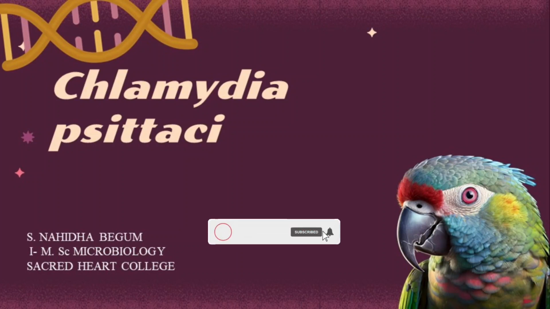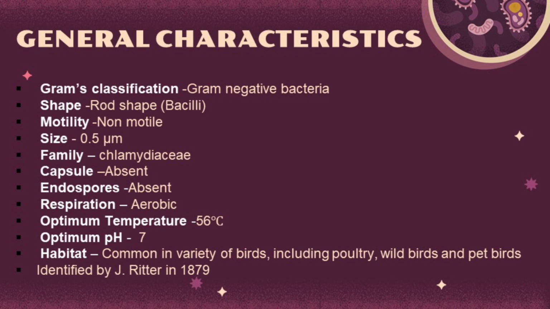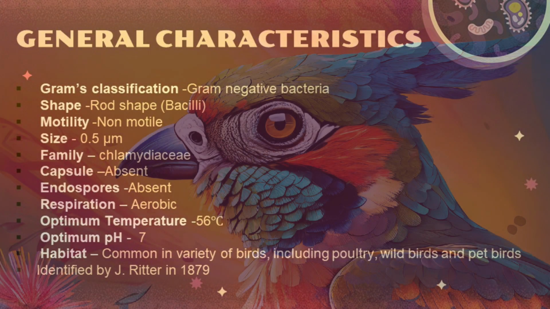In this video, we are going to see about the bacterium Chlamydia psittaci. General characteristics of Chlamydia psittaci: it is gram-negative bacteria, rod shape, non-motile in nature. The size of Chlamydia psittaci is 0.5 micrometer and it belongs to the family Chlamydiaceae.